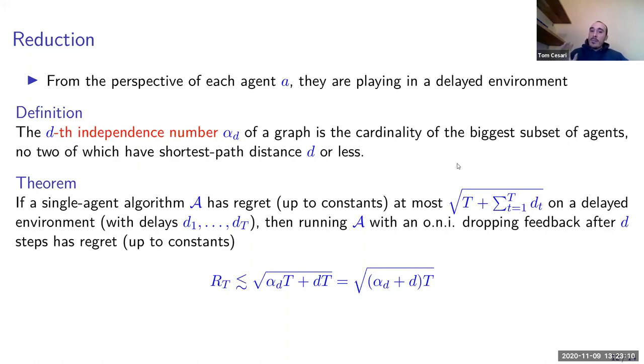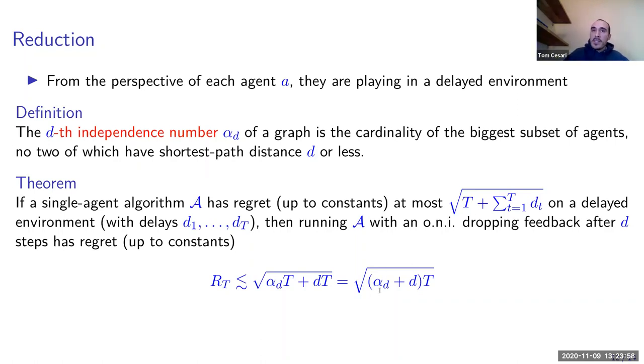So you have your algorithm, whose regret scales with the time horizon plus the sum of the delays, which is what happens with these optimal algorithms. Then if you run that algorithm with an oblivious network interface, if you have it within you to believe that this is just what happens from their perspective, you can see that this is going to work well with the system. And quantitatively, this rate, square root of T plus the sum of delays, translates into square root of T multiplied by this constant. This constant is the d-independence number alpha_d plus d, which in this setting is the maximum delay that you're allowing, the maximum propagation that you're allowing.